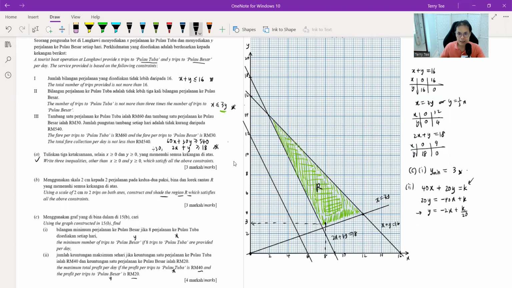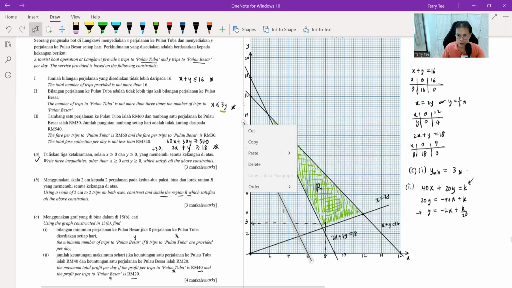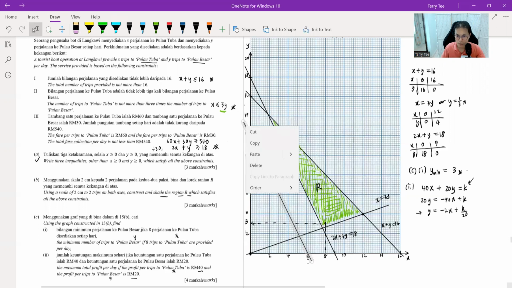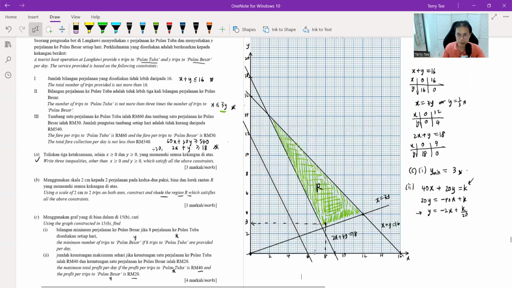Normally we use a dotted line, but I don't have the option for dotted line here. So it's okay, I'll just use a solid line. You can use a dotted line if you want. Oops, wait, let me try again. Okay, never mind, I'll just use this.